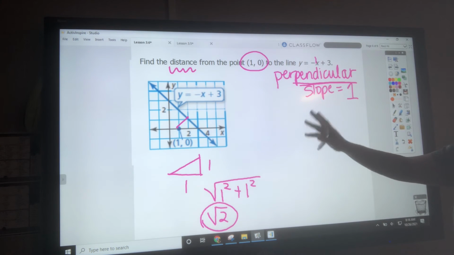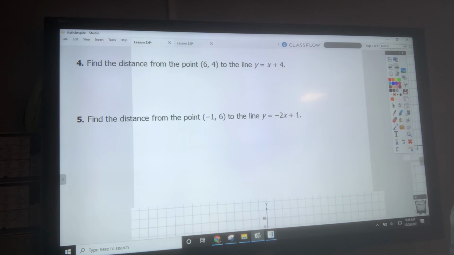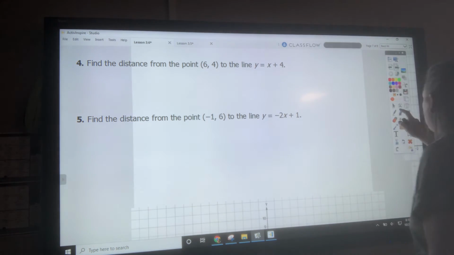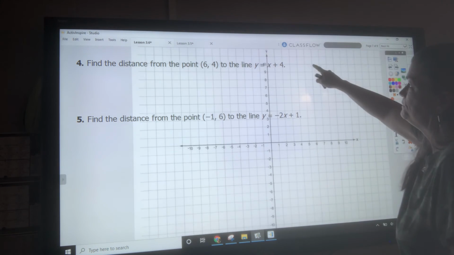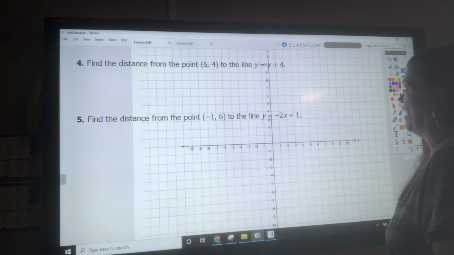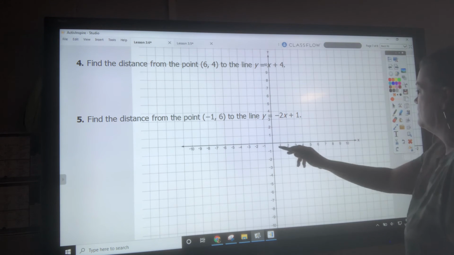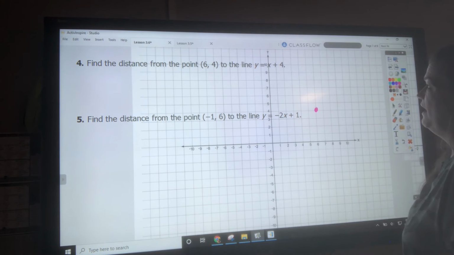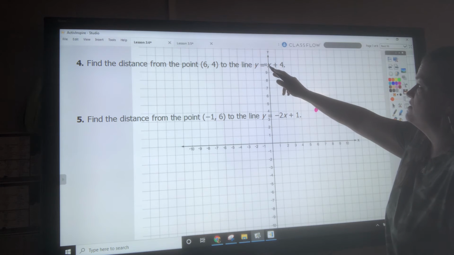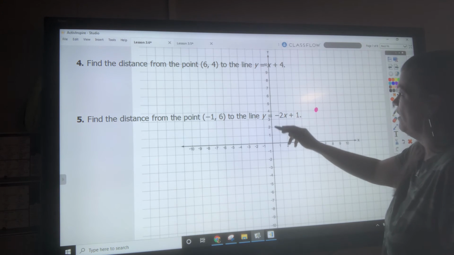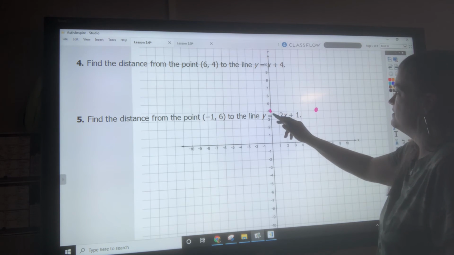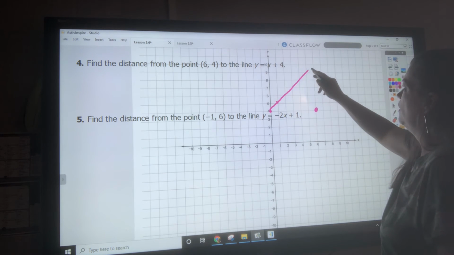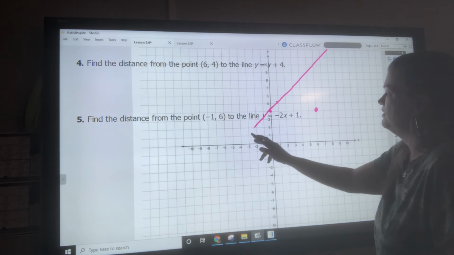And this is where you definitely want to have scratch paper if you're doing something like this. Find the distance from this point to the line. Okay, so we're going to definitely use our graph paper. So we're going to graph the point 6, 4, and we're also going to graph the line. If the line has a slope of 1 and a y-intercept of 4, to graph it, I go to 4, and it has a slope of 1, so it's going to go up 1 over 1 from that point.